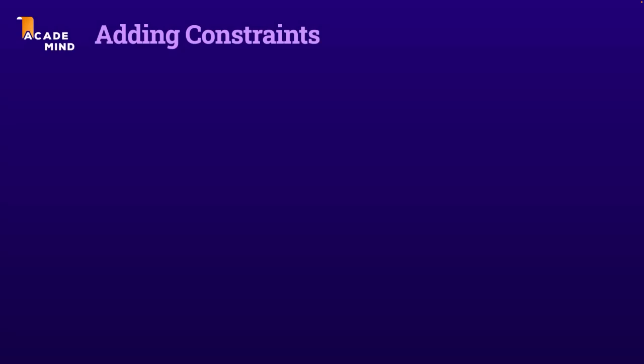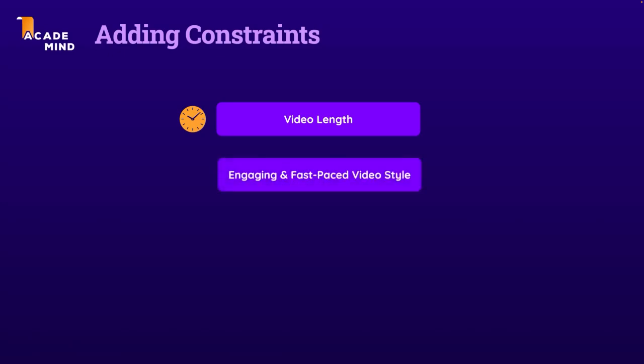So constraints that make sense for a YouTube video are, for example, defining the video length. Typically, YouTube videos should not be longer than 10 minutes, or 8 to 10 minutes. We should think about the video style. In my case, I want to target a younger audience, and therefore I want to have a very engaging and fast-paced video style. So new topics should be introduced quickly. I don't want to have these deep dives or these detailed discussions about a specific topic.